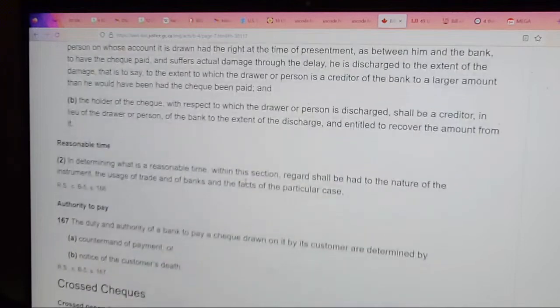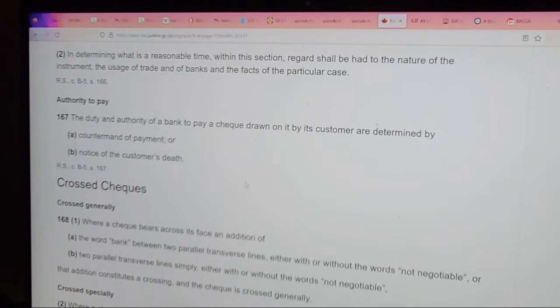And B, the holder of the check with respect to which the drawer or person is discharged shall be a creditor in lieu of the drawer or person of the bank to the extent of the discharge, and entitled to recover the amount from it. Reasonable time. 2. In determining what is a reasonable time within this section, regard shall be had to the nature of the instrument, the usage of trade and of banks, and the facts of the particular case.